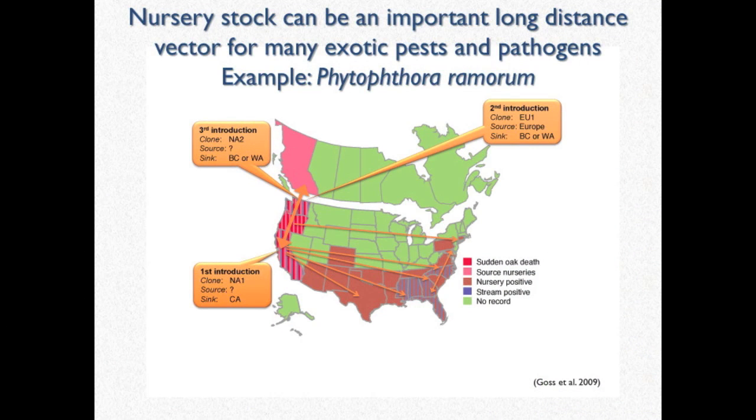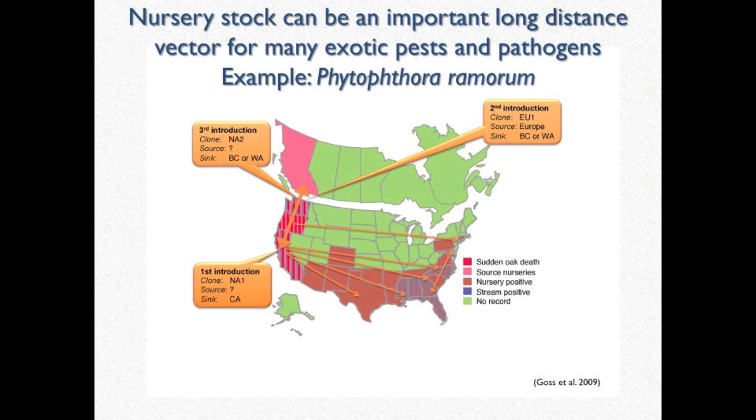Well, the importance of nursery stock, I want to remind all of you that nursery stock is incredibly important because it can serve as a vector for these pests and pathogens. For example, Phytophthora ramorum, the sudden oak death pathogen, we know has been spread into North America on nursery plants, or we suspect that very strongly. And we also know that it has been moved across the country several times on nursery plants.